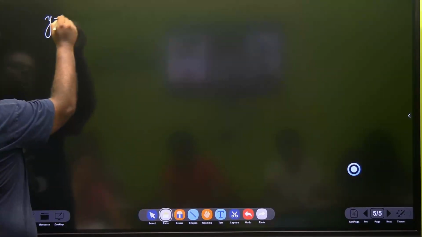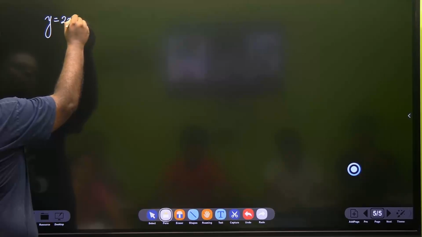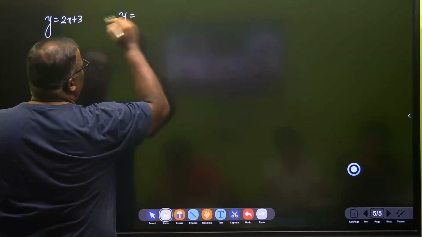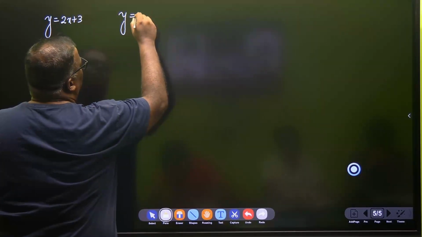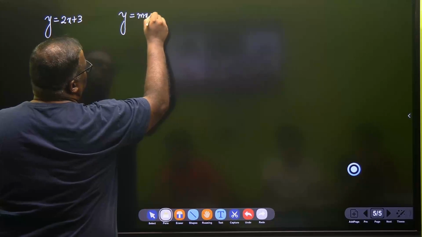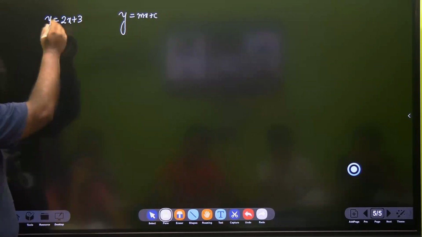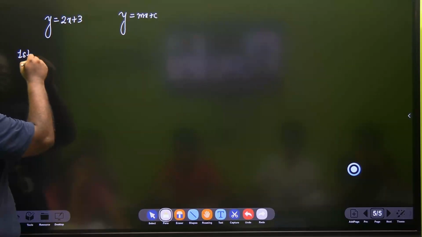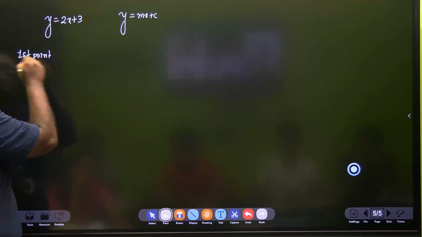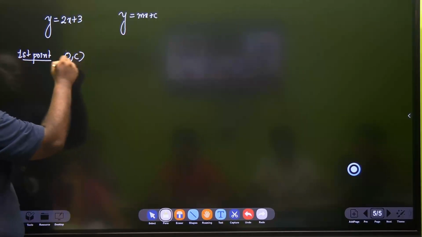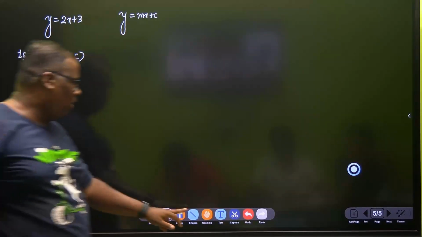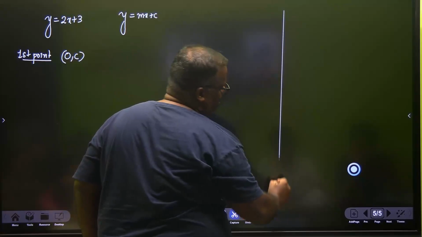So my equation given is y equal to 2x plus 3, and I am supposed to draw its graph. Whatever format the equation is given to me in, I will always write it in the form of y equal to mx plus c. How many points do we need to draw a line? 2 points. If you do it in this manner, the first point is already available. The first point is always 0, c, the y-intercept. What do you mean by y-intercept? It is something like this.